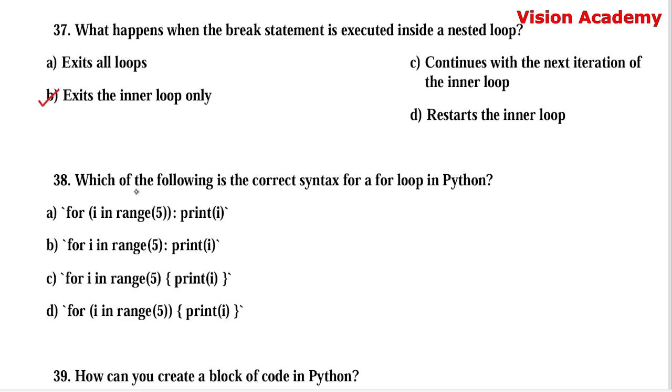Question number 38. Which of the following is the correct syntax for a for loop in Python? Option A, for inside the bracket i in range 5 colon print i. B, for i in range 5 colon print i. C, for i in range 5 print i in curly open and closing braces. D, for i in range in round brackets print i in curly open and closing braces. Here option B is the right answer.